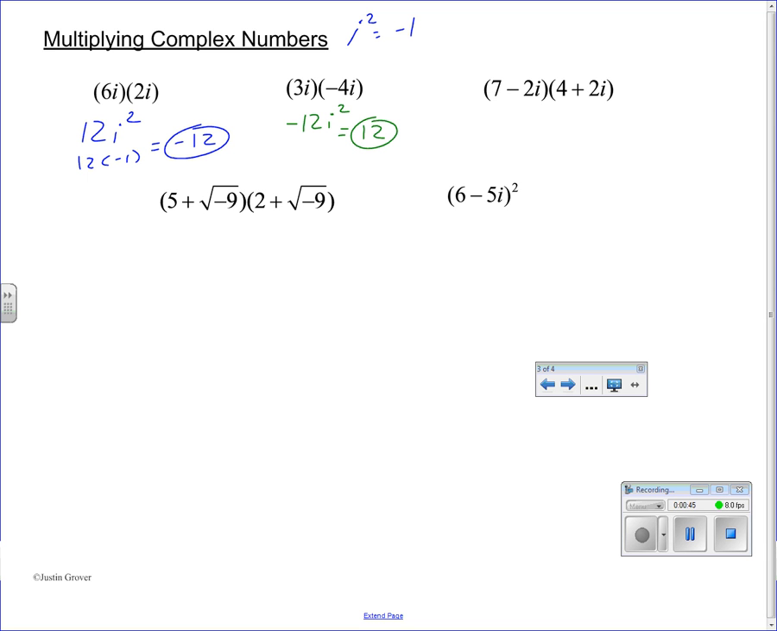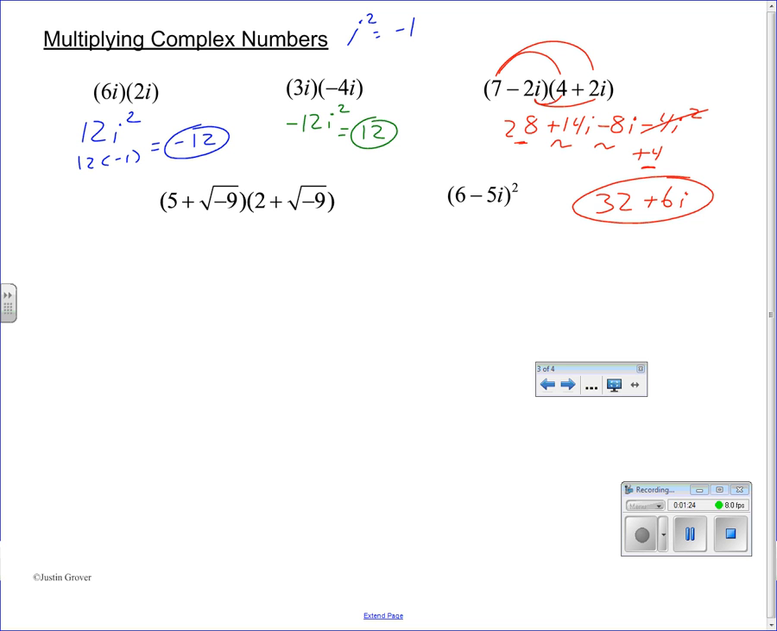Multiplying binomials using distribution or FOIL, we just have to keep that property in mind. 7 times 4, 28. 7 times 2i is +14i. -2i times 4, -8i. -2i times +2i is -4i squared, but that i squared becomes -1, so the whole thing becomes +4. Combining like terms, the 4 and 28 is 32, and like terms for the i's is +6i.